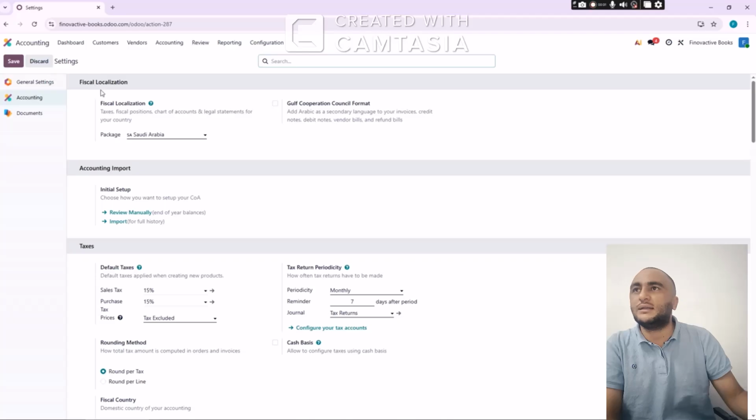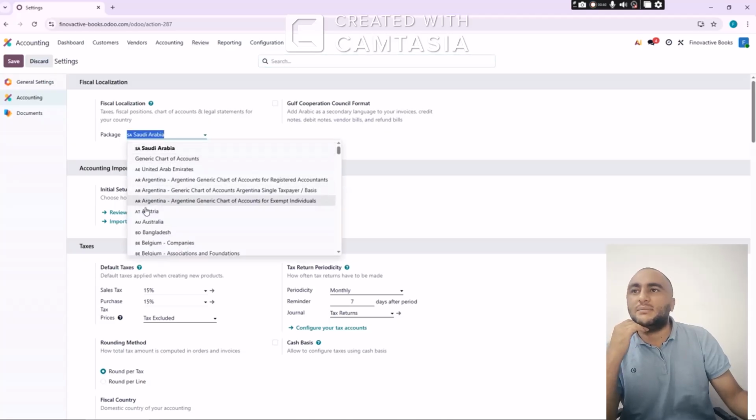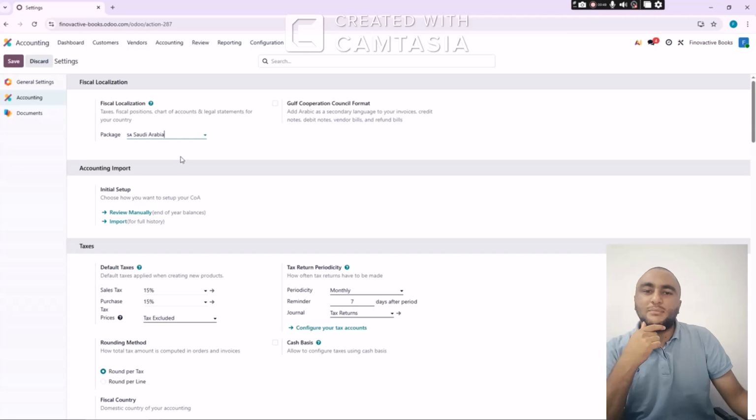The first important thing is to select the package. It means your country. If you live in Belgium, you have to add Belgium here. Otherwise, Austria, Australia, Bangladesh, wherever you live or the company is based, you have to select that country, so Odoo can pick up taxes and other things related to that country.